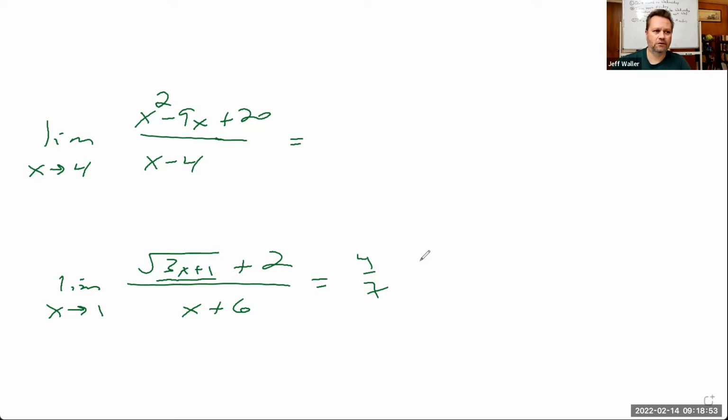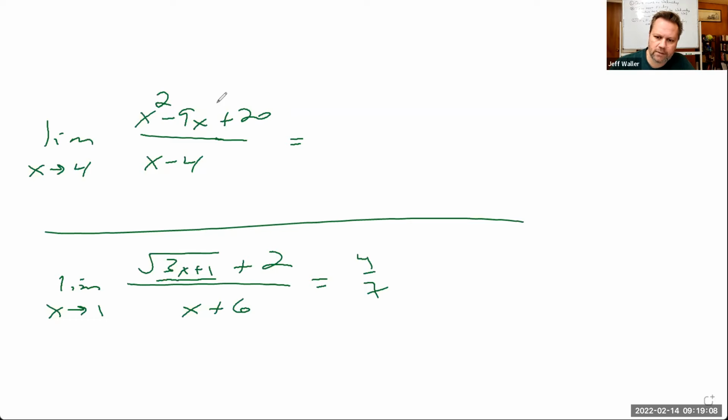Yes? And if you're doing the conjugate, you might waste like 5 minutes on this problem. No matter what the limit question is, you try to plug the 4 in. And what happens when I try to plug a 4 in here? I'll get 16 minus 36 plus 20 is 0. And 4 minus 4 is 0. And that is your classic, I have no idea, right? That's indeterminate. I cannot determine the answer the way it is.